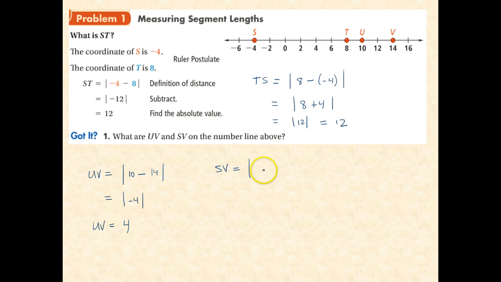How about the length of SV? That's going to be the coordinate of S minus the coordinate of V. The coordinate of S is -4. And the coordinate of V is 14. So, -4 minus 14 is -18. So, the length of segment SV is 18.